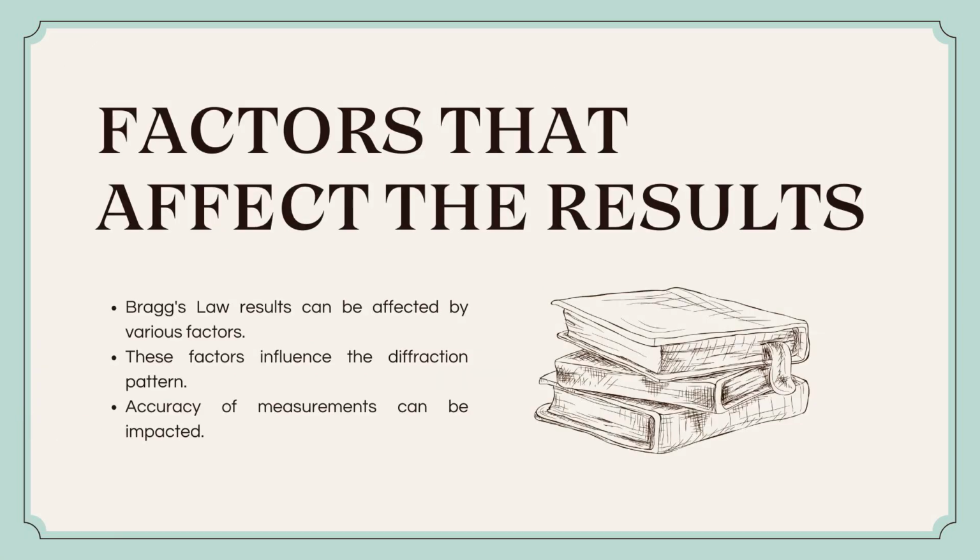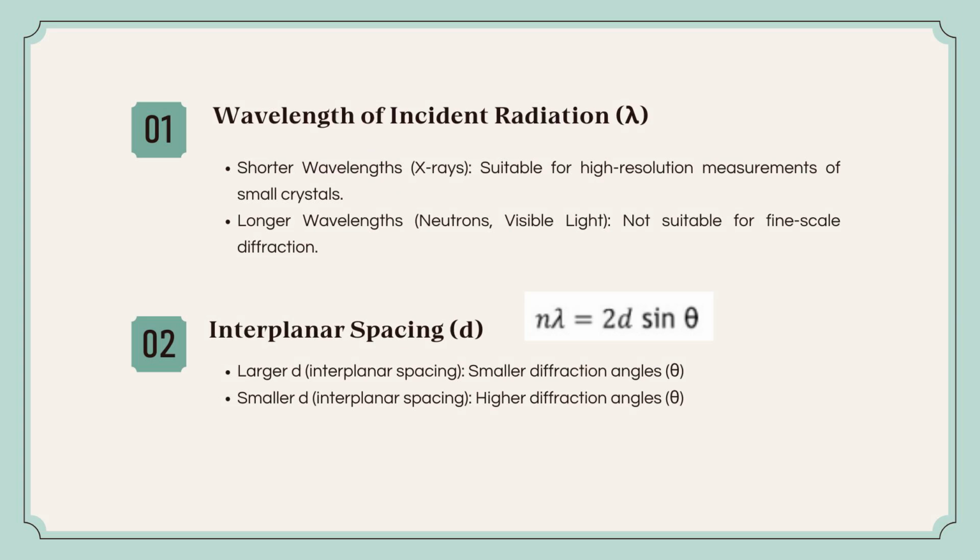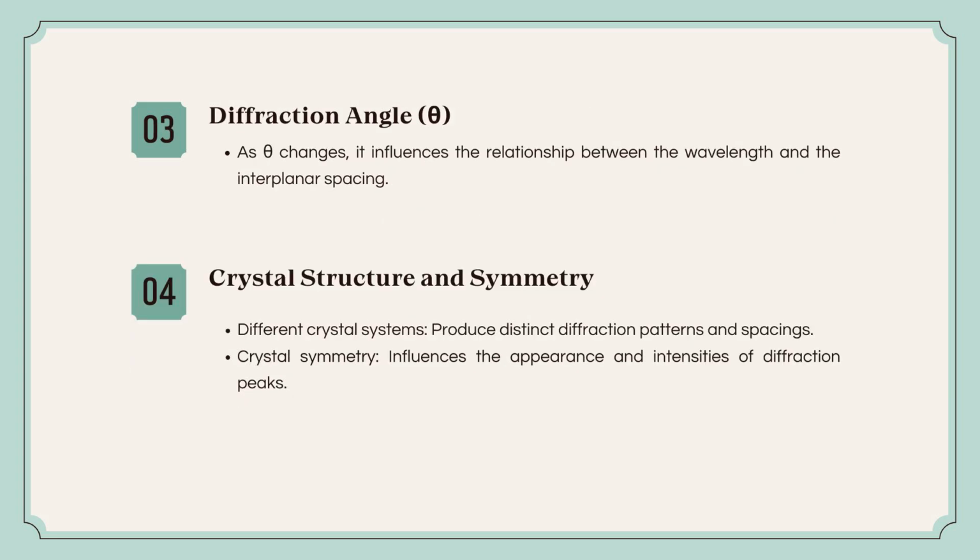The results of Bragg's law depend on several important factors. First, the wavelength matters. Shorter wavelengths, like X-rays, provide higher resolution, making them ideal for analyzing fine details in small crystals. Next is the interplanar spacing. Larger spacings result in smaller diffraction angles, while smaller spacings produce higher angles. Finally, the crystal structure affects the outcome. Different symmetries produce unique diffraction patterns and determine the intensity and position of the peaks. These factors collectively influence the accuracy and clarity of Bragg's law results.